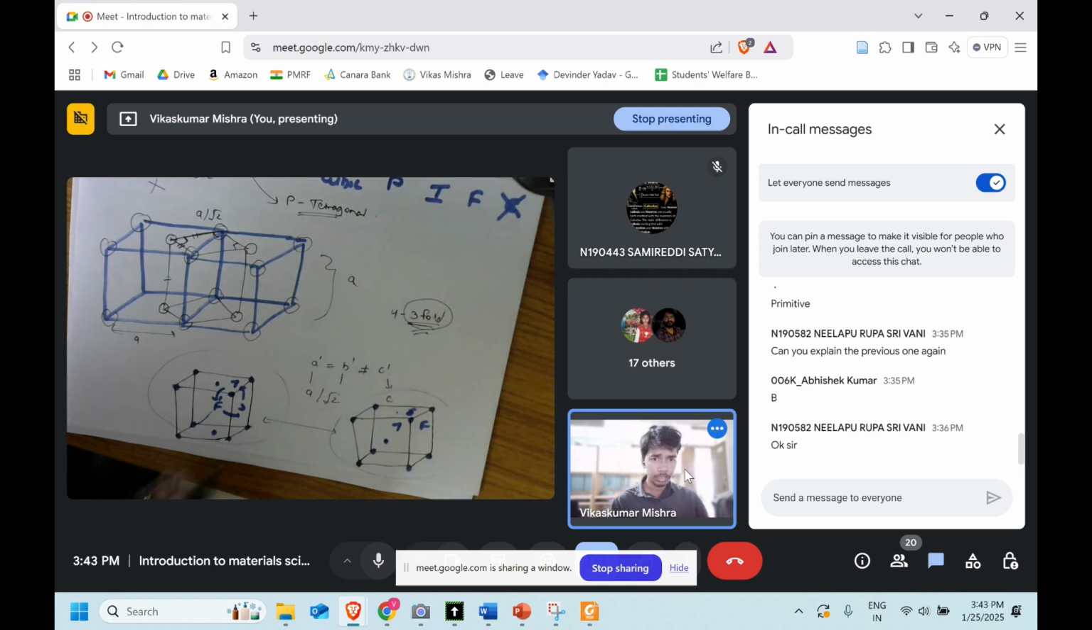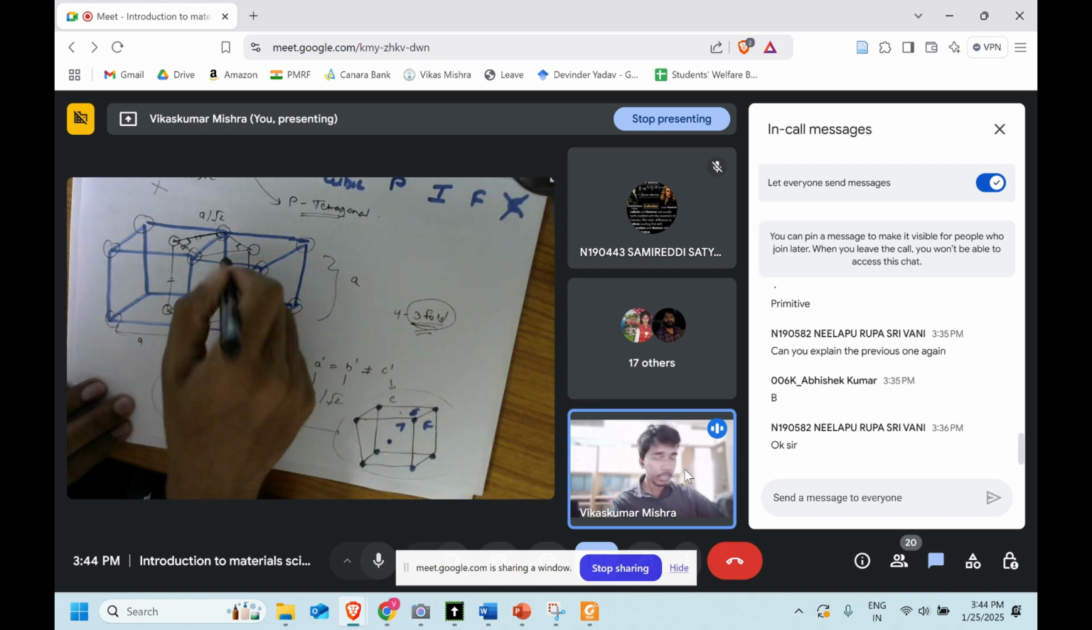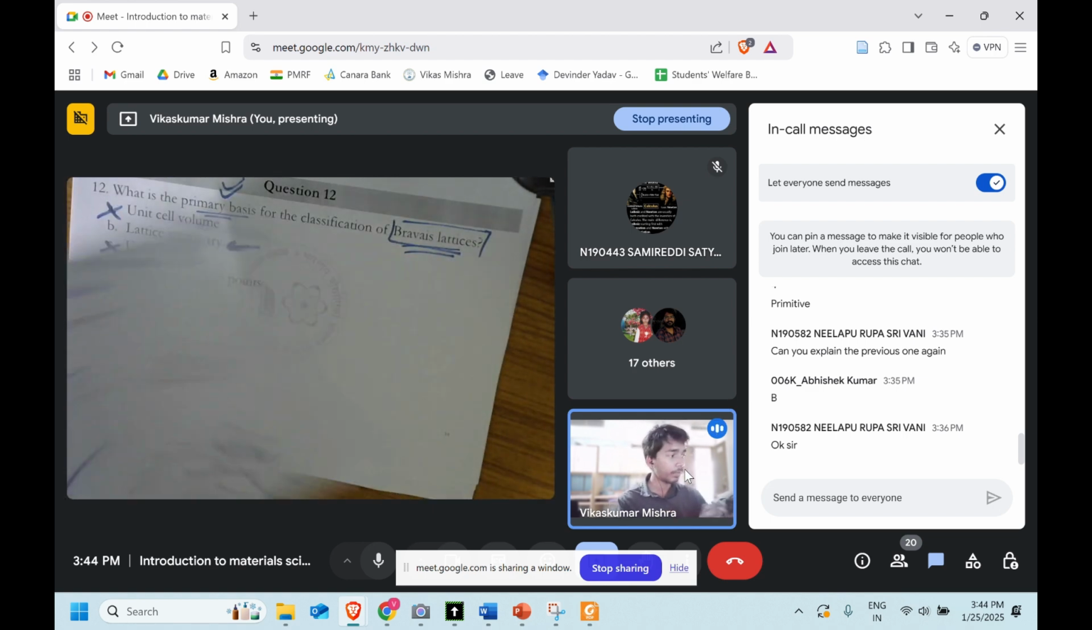You can say that a equal to b equal to c, alpha equal to beta equal to gamma equal to 90 degree. Still, it is not the cubic. The reason is only that the symmetry is not satisfied. The most important thing is that symmetry is satisfied. Now let us say I converted to the tetragonal. What is the defining symmetry for the tetragonal? Can anyone tell me?